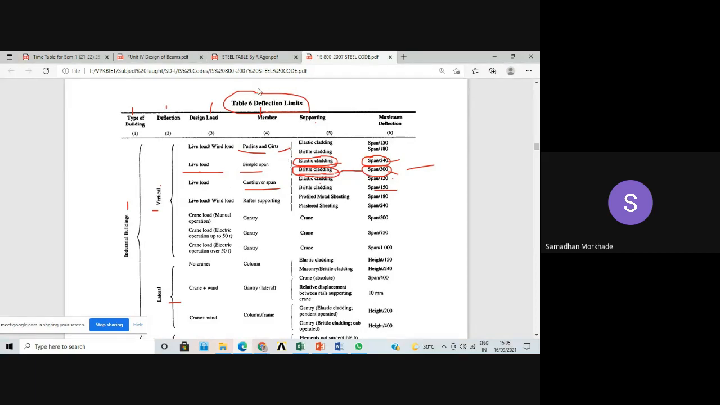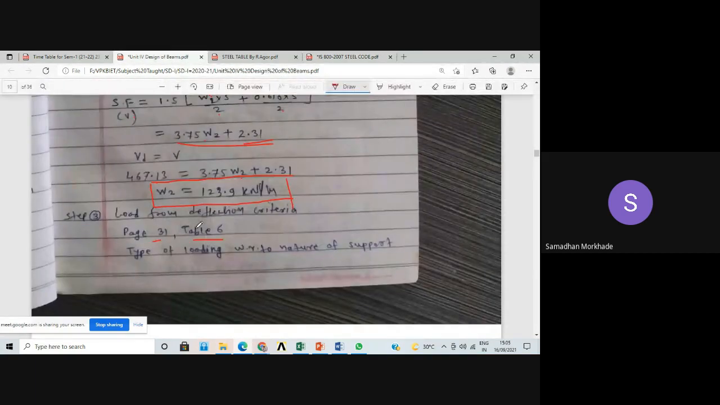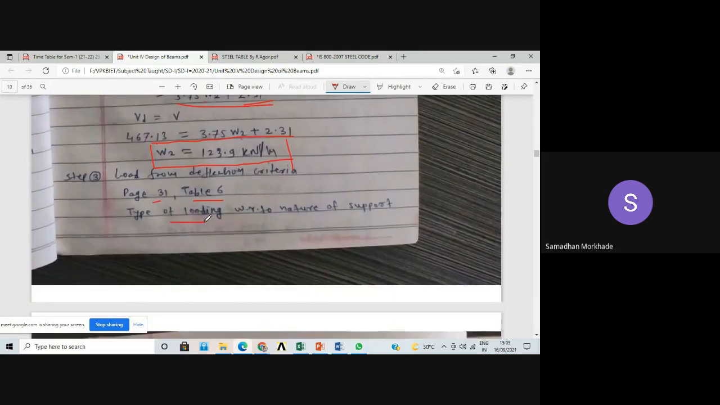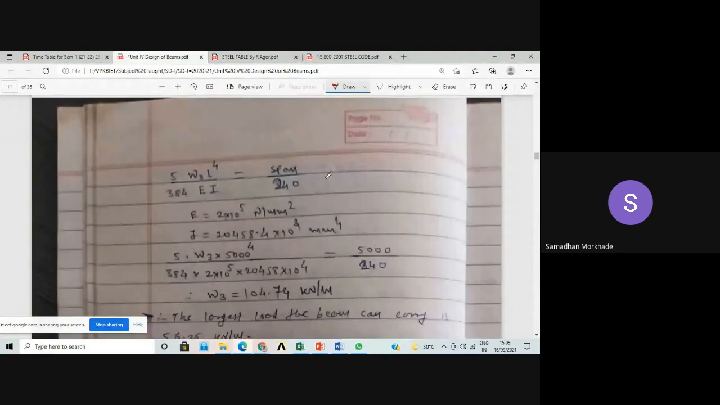Okay, so now our third criteria. Just wait for 10 minutes. Page number 31, table 6. It depends upon the type of loading with respect to the nature of supports that we have discussed. Now our beam is subjected to UDL. So the formula of deflection for actual loading is 5 WL4 upon 384 EL, with W being W1, W2, W3 and L4 divided by 384 EL. This is the formula for actual deflections.